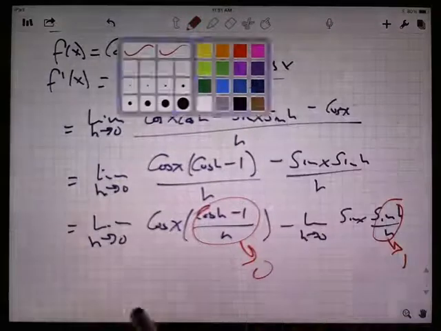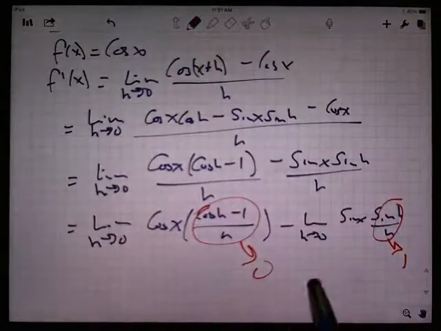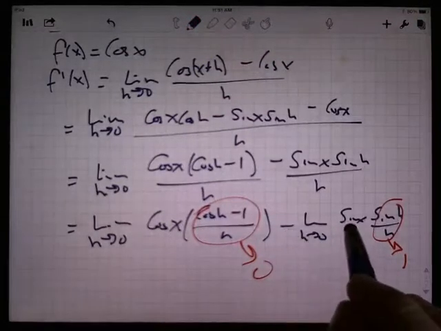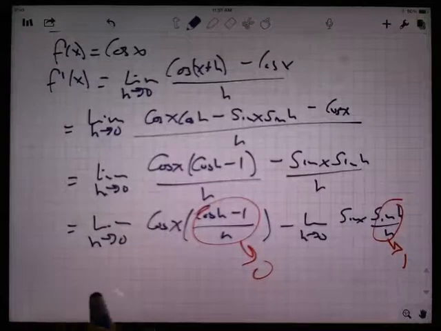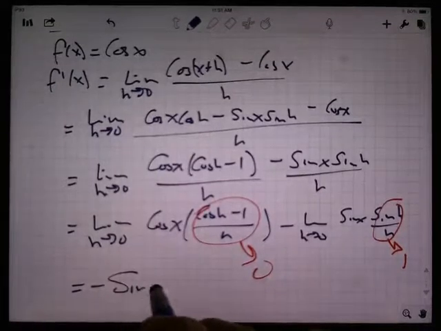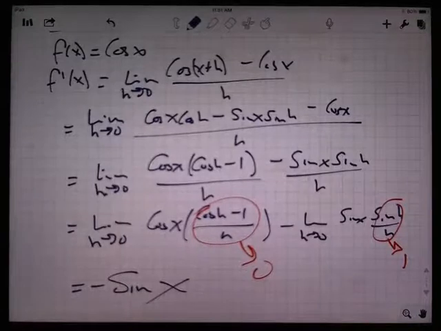So what am I left with? The cosine x times 0 and negative the sine of x times 1. So this is negative sine x. There you go, the derivative of the sine and the derivative of the cosine.